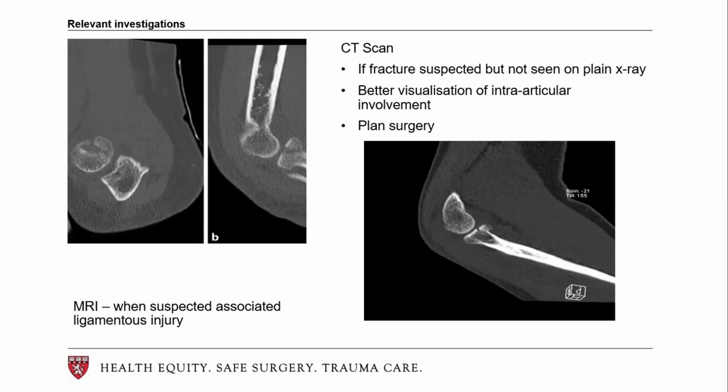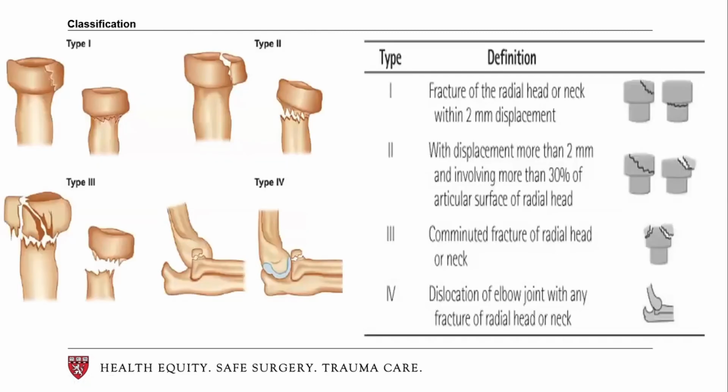MRI is only indicated when you suspect associated ligamentous injury. There are two classifications that are commonly described around the radial head and neck. One is the AO classification, and the second one is the Mason's classification. The Mason's classification is the most commonly used classification, and this classification was designed by Mark Mason in 1954.